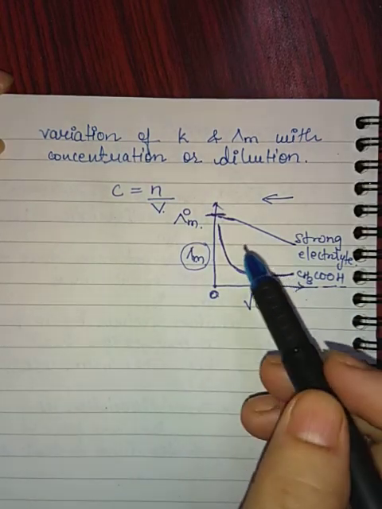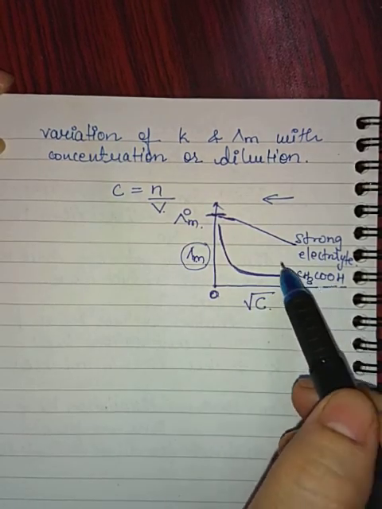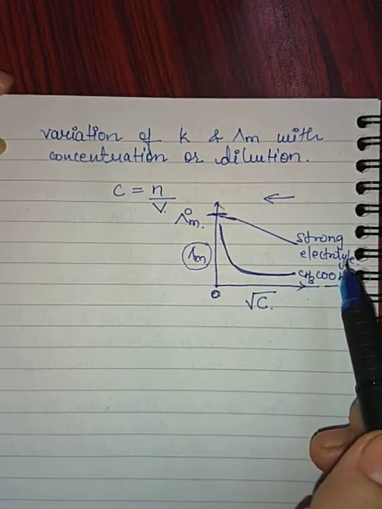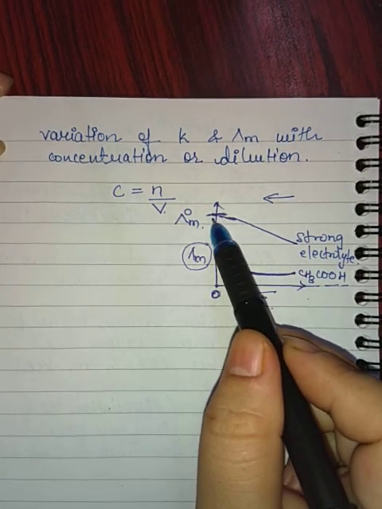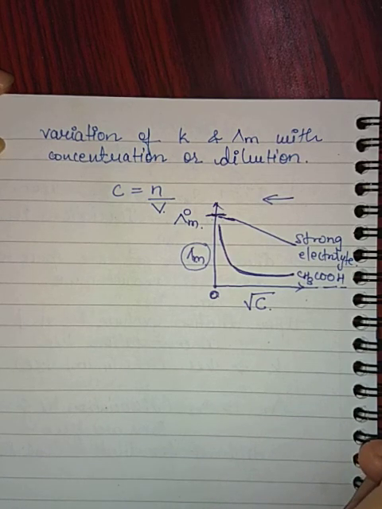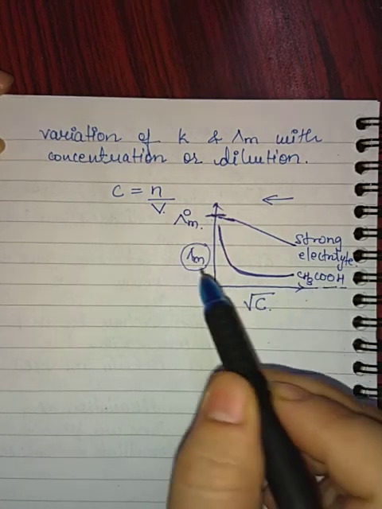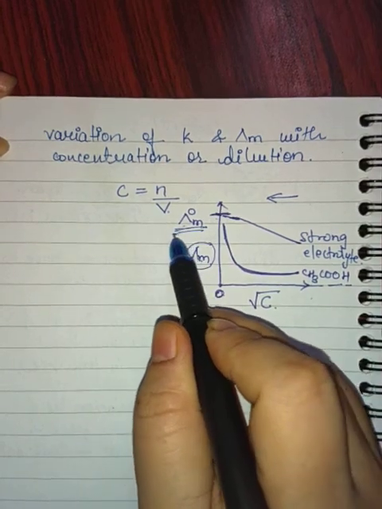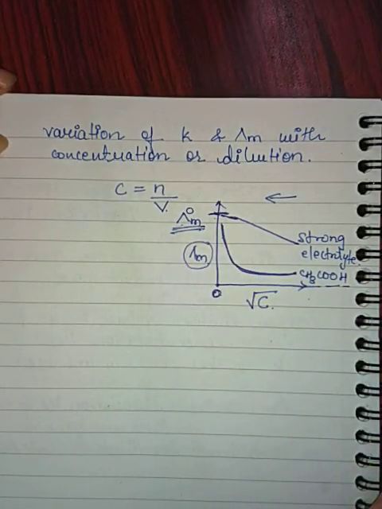But since this is a curve, we cannot extrapolate it, and we cannot tell where it will intercept the y-axis either. So for weak electrolyte, the value of limiting molar conductivity cannot be calculated.